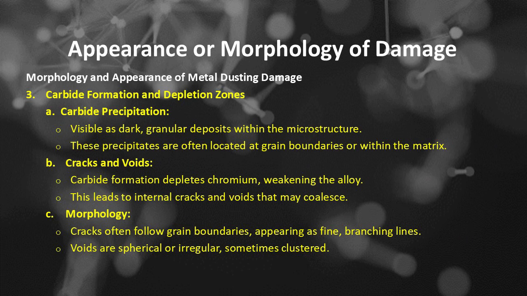Number 3 of morphology and appearance of metal dusting damage is carbide formation and depletion zones. Number A. Carbide precipitation includes visible dark, granular deposits within the microstructure. These precipitates are often located at grain boundaries or within the matrix. Number B. Cracks and voids: carbide formation depletes chromium, weakening the alloy. This leads to internal cracks and voids that may coalesce. Number C. Morphology, such as cracks often following grain boundaries, appearing as fine, branching lines, and voids that are spherical or irregular, sometimes clustered.